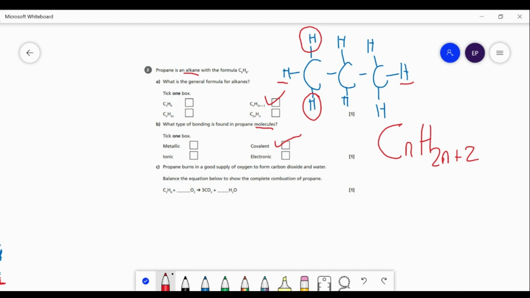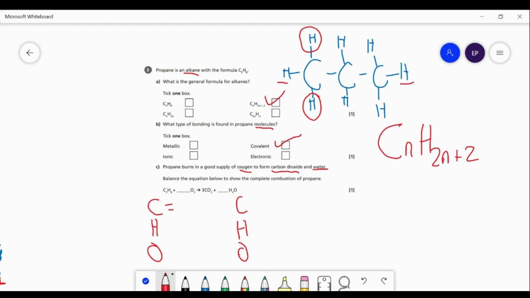And then C, propane burns in a good supply of oxygen to form carbon dioxide and water. So we've got complete combustion taking place. Balance the equation below to show the complete combustion of propane. So what we're going to need to do is to make sure we've got the same number of each type of atom on the left and on the right-hand side of the equation. So let's list our elements: carbon, hydrogen, and oxygen. And in the same order on the product side: carbon, hydrogen, and oxygen.